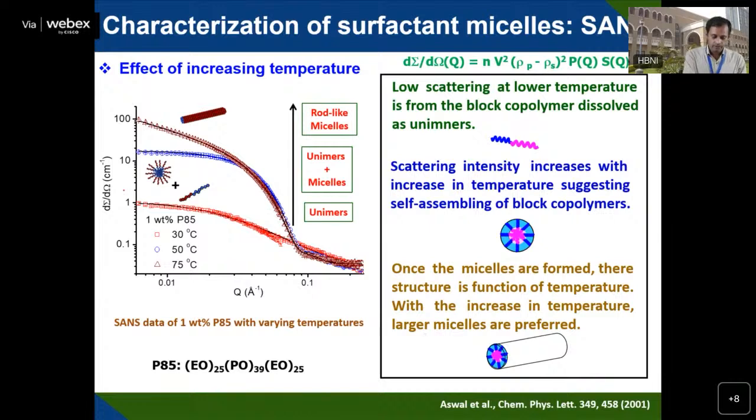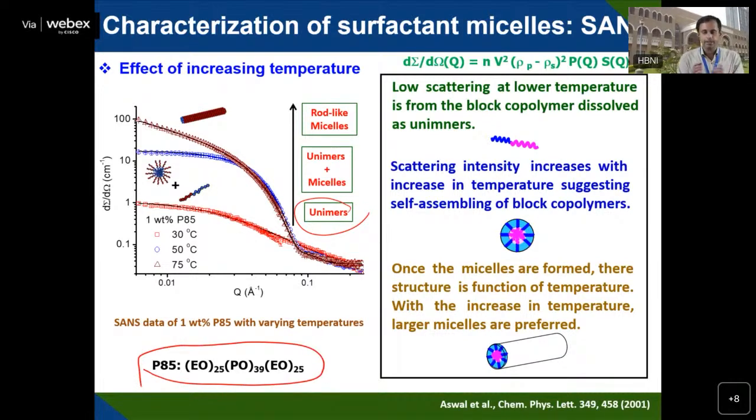You can see here this is the P(Q) parameter, dΣ/dΩ with respect to Q. If you validate that, then you get different types of this I(Q) form factor with respect to rod, micelles. You can see initially you have unimers, like surfactant molecules, initially at a very low temperature, with a particular surfactant, P85, taken.